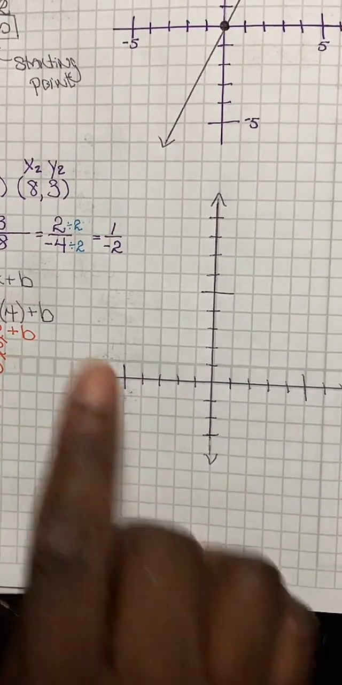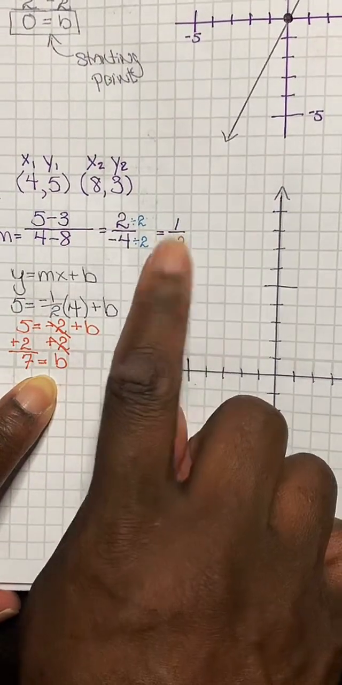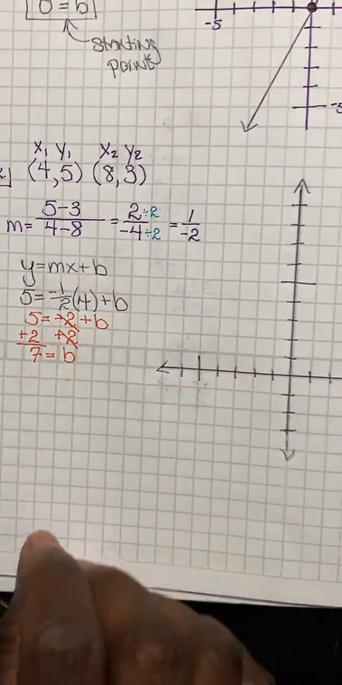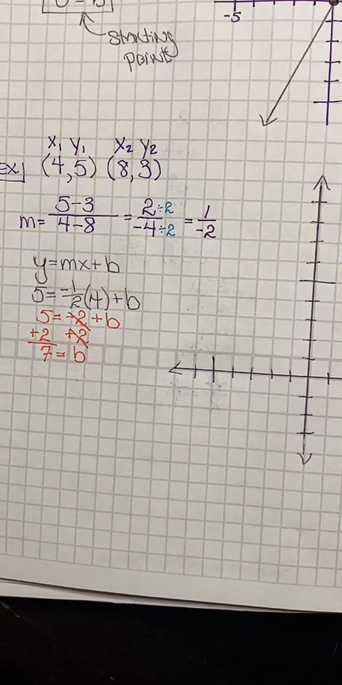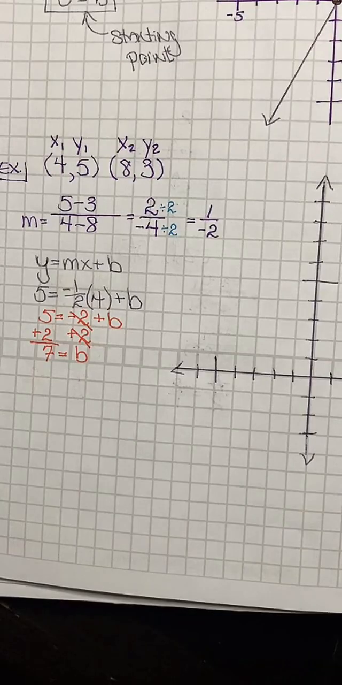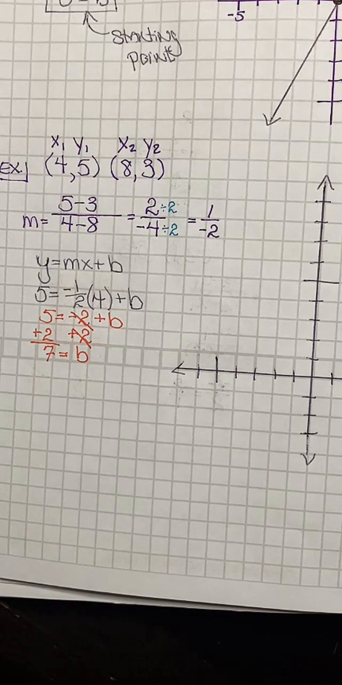So we have our y-intercept, which is at 7. We have our slope, which is a negative 1/2. Where do I start?